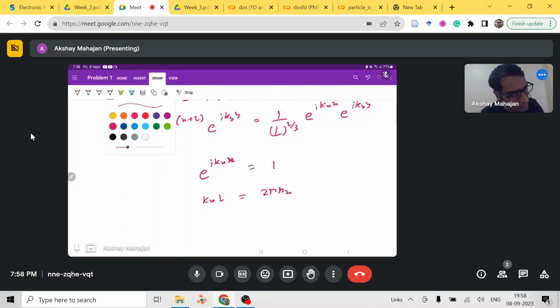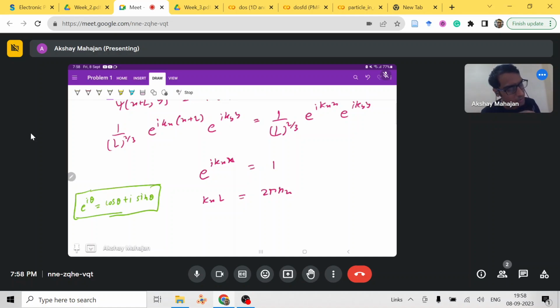For this you should use e to the power iota theta is equal to cos theta plus iota sin theta, right? Just use this, and you know that for this to be 1, sin theta has to be 0 and cos theta has to be 1. So cos kx L has to be 1, so that means kx times L has to be equal to 2 pi times some integer nx.